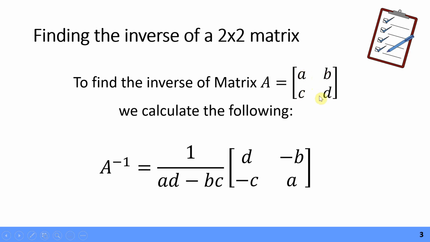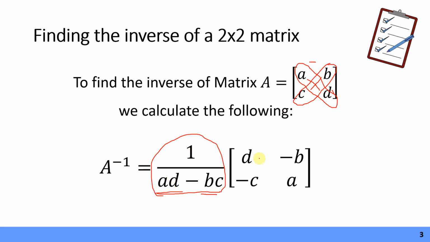To find the inverse, you are going to have to calculate this little fraction right here. It's always going to be 1 divided by whatever two numbers are in this diagonal multiplied. So you're going to do A times D, always minus this diagonal, B times C. You're going to get a number, because again, your matrix is composed of numbers. So again, multiply A times D, subtract B times C. That's going to be in the denominator, and then you're going to have a fraction here: 1 divided by something.